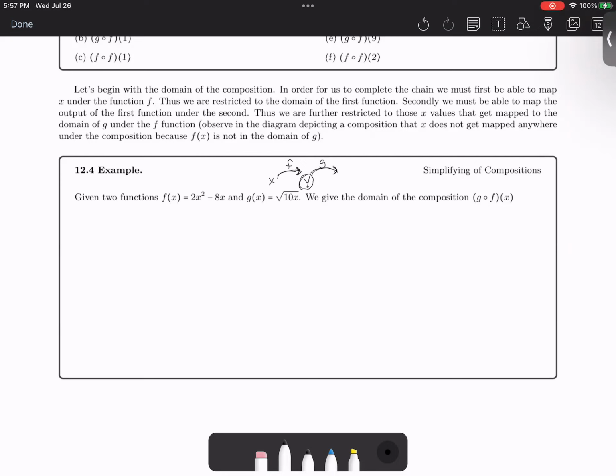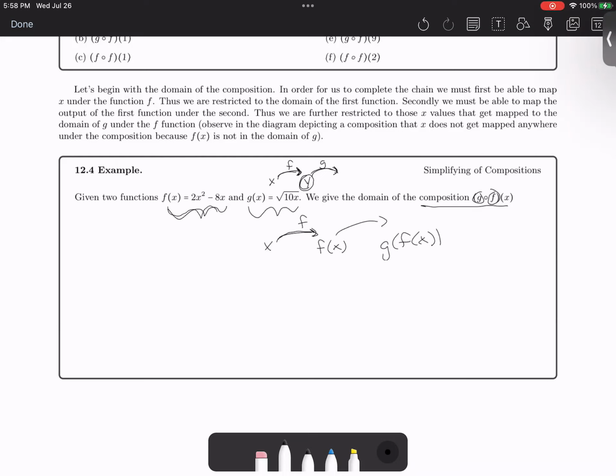So given two functions, f of x here and g of x, let's give the domain of the composition g of f of x. So we're going to take x, map it underneath f first. We'll get f of x, and then we will map f of x underneath g, and we will get g of f of x.